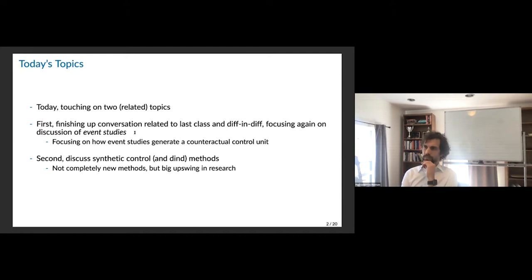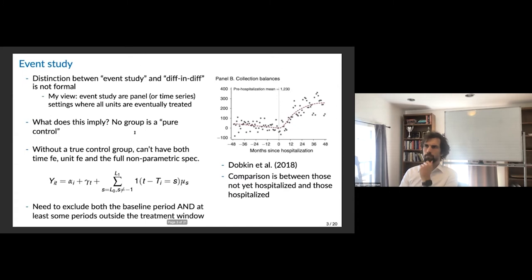Then I want to use that to talk about synthetic control methods. The synthetic control per se has been around for 20 years, but when I was in graduate school it was more of a curiosity, and now has become more of a thing, potentially in part because of the upswing in machine learning. So let's start with this. We're going to start by talking about a kind of event study.